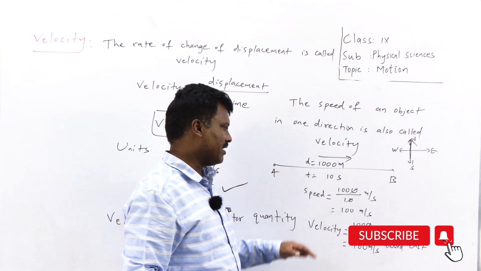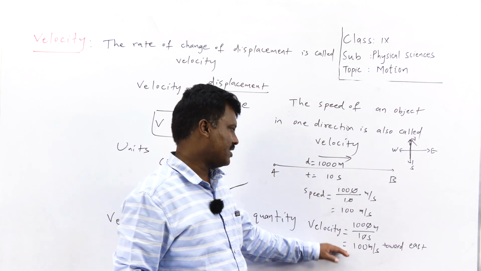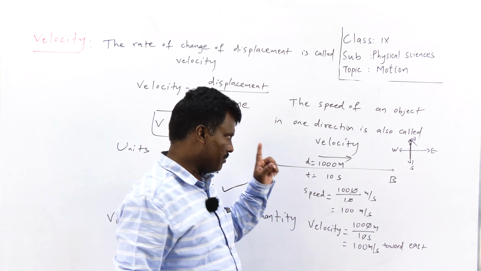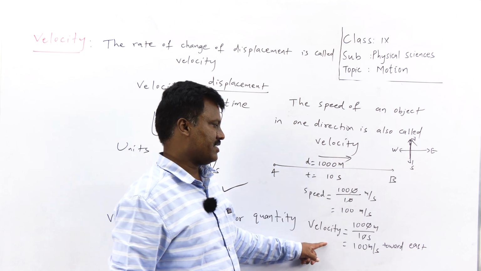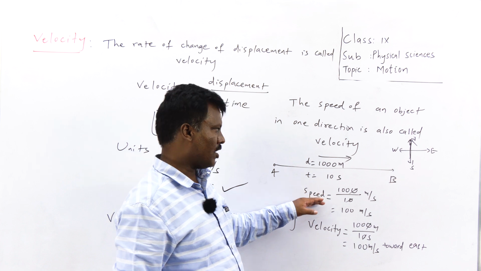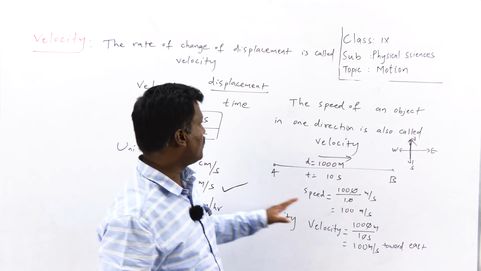So the main difference between speed and velocity is this: speed has no direction, velocity has direction. But when an object travels in a straight line, speed is equal to velocity. Velocity is nothing but the speed of the object in one direction. I hope you understand this concept. Okay, please note down this.